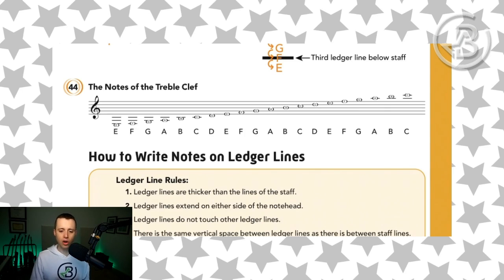So if we look at all these notes on ledger lines and on the staff, we start the basic musical alphabet on E, 3 ledger lines below the staff. We end on C, 2 ledger lines above the staff, and we can see that the basic musical alphabet is here. It's alive and well. E, F, G, A, B, C, D, E, F, G, A, B, C, D, E, F, G, A, B, C. Round and round the basic musical alphabet goes.